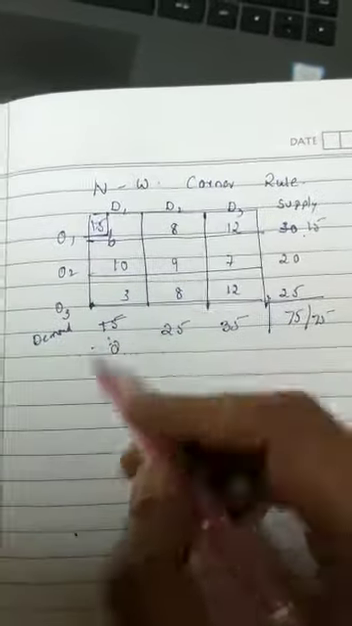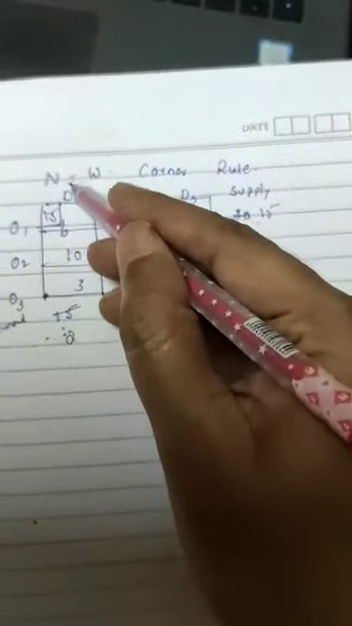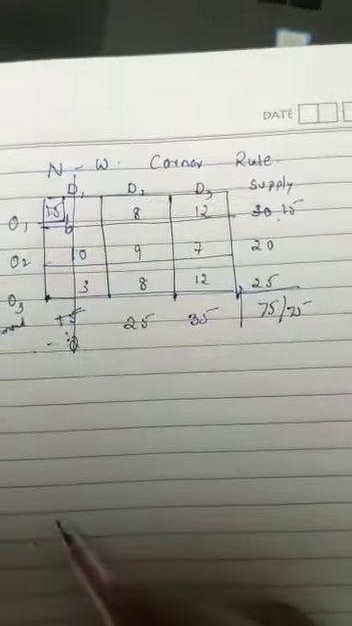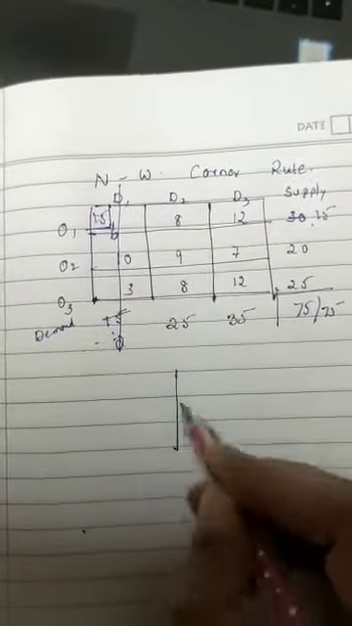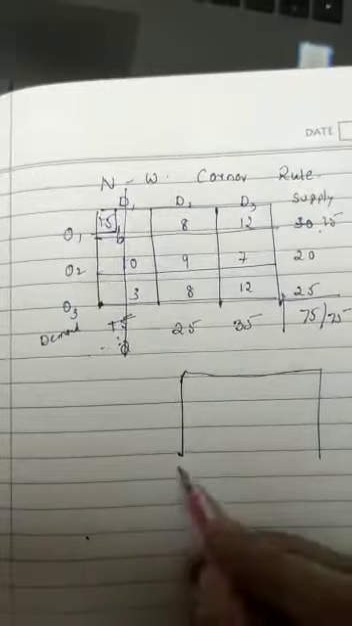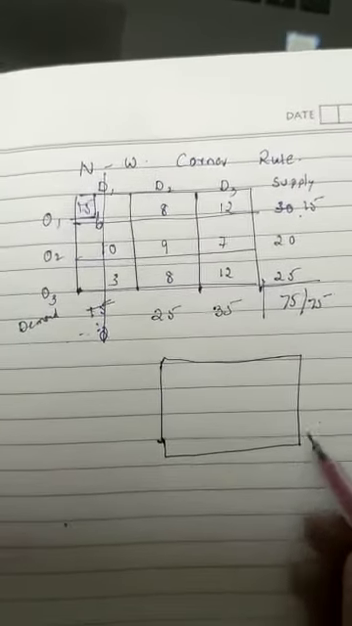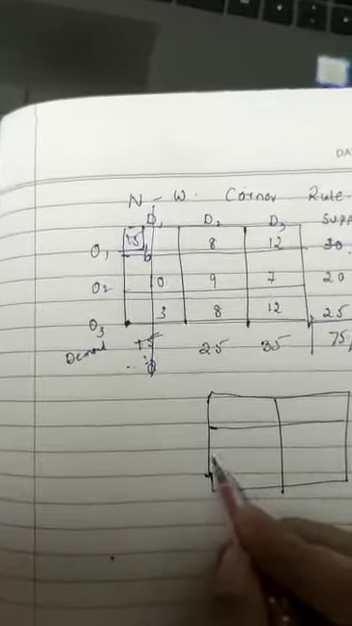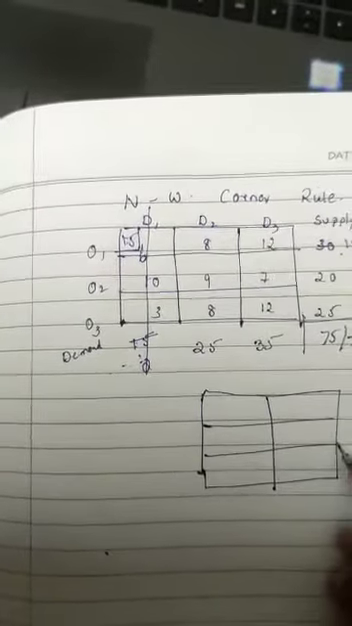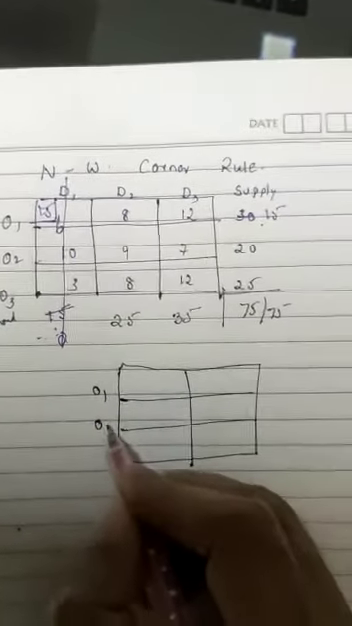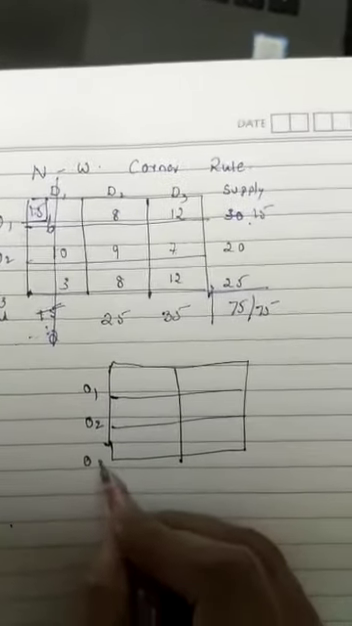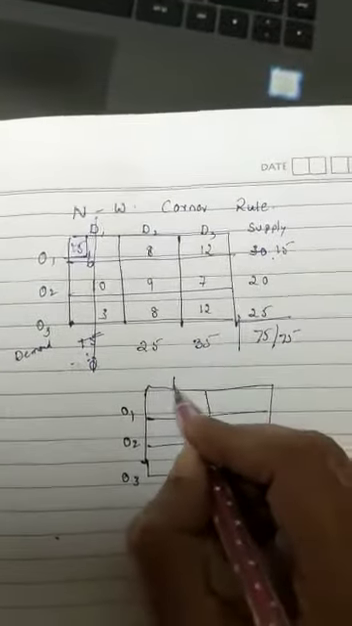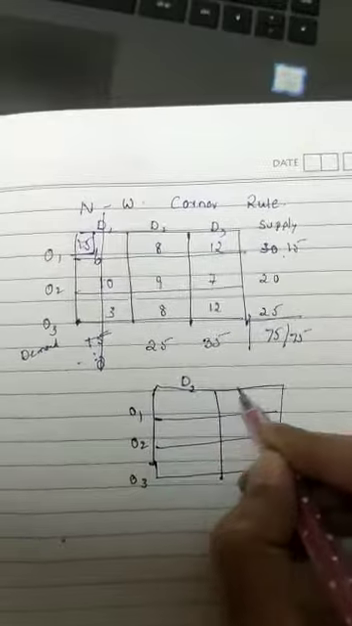Whichever is 0, we delete that particular row or column. Since the column is 0, we delete D1 and write the new table. That is 3 rows and 2 columns, because column 1 is deleted.